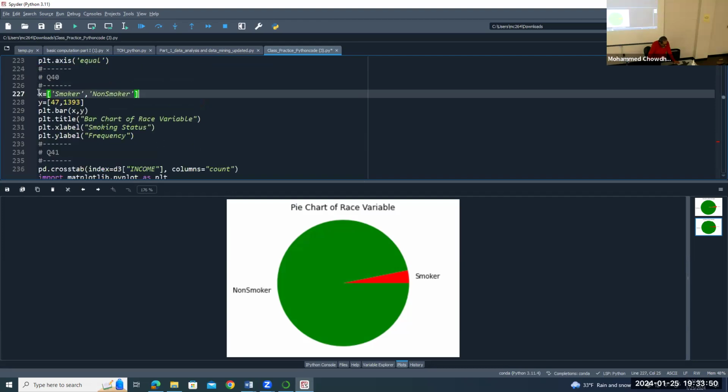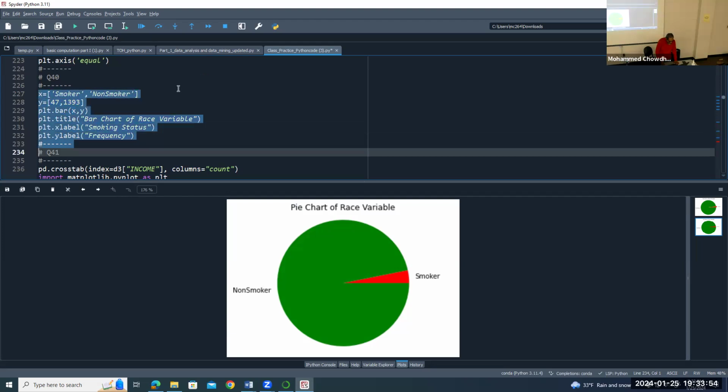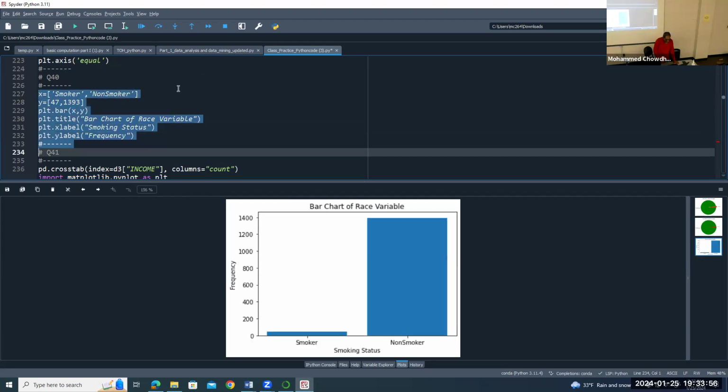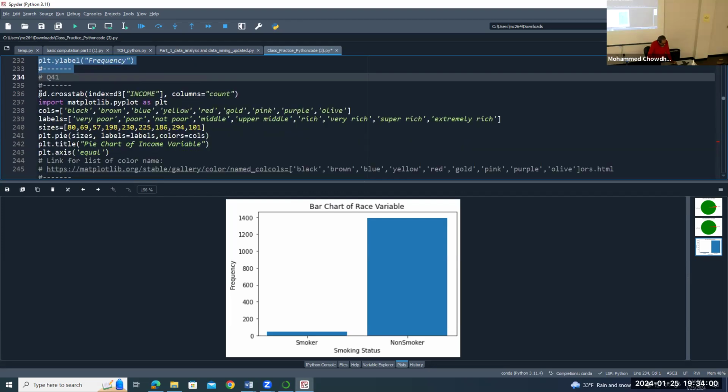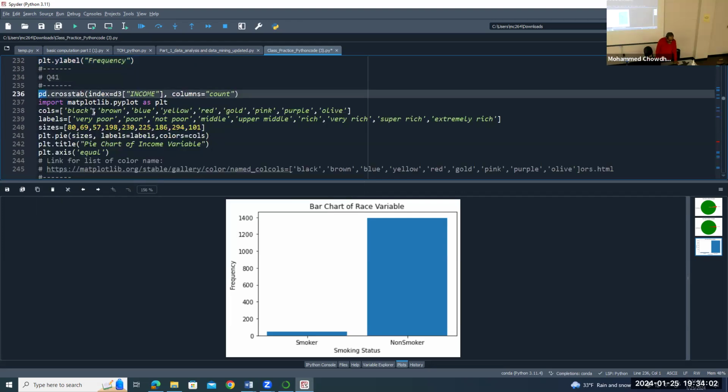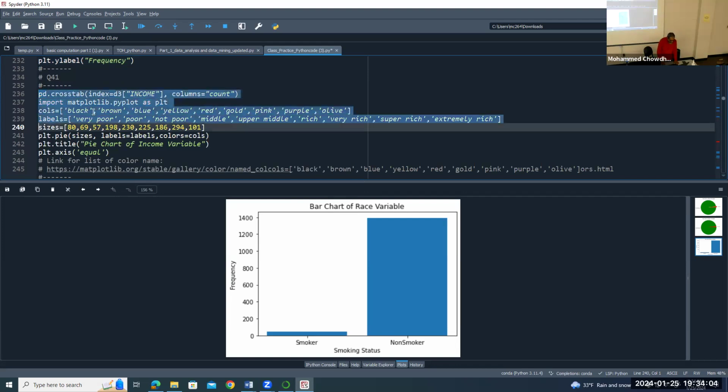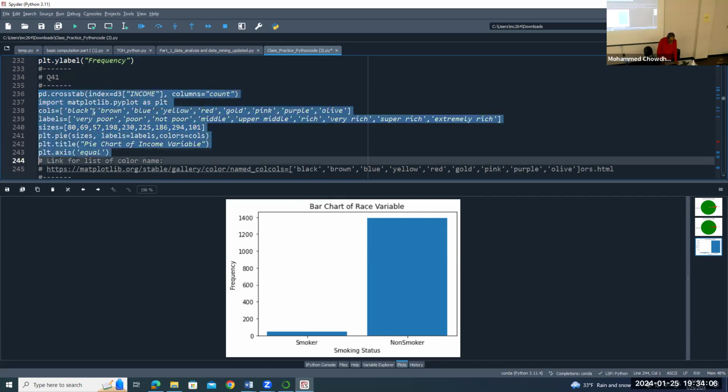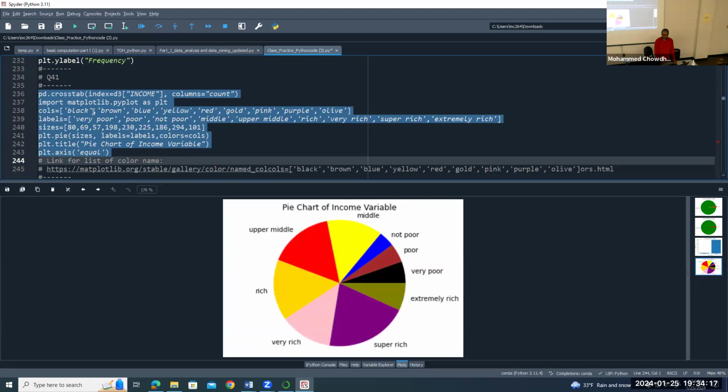Okay, so now this is the bar chart for the non-smoker and smoker. And this is the pie chart for the income variable.